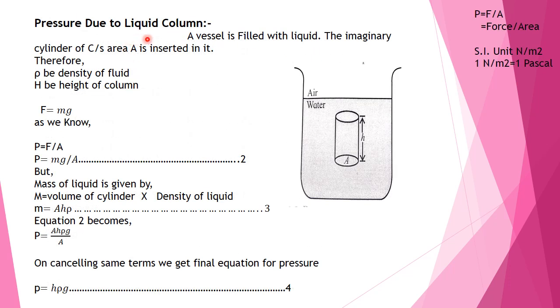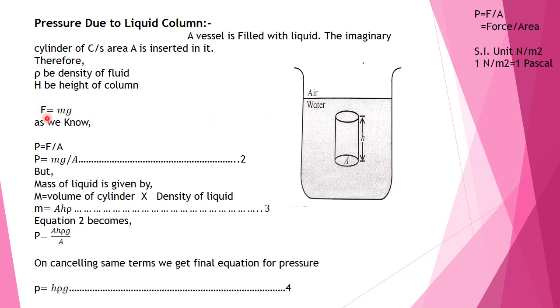The pressure is measured in SI unit Newton per meter square. 1 Newton per meter square is equal to 1 Pascal. Next is pressure due to the liquid column. Consider a vessel which contains a liquid and an imaginary cylinder of cross-sectional area A inserted in it. Let rho be the density of the fluid and h be the height of the column.